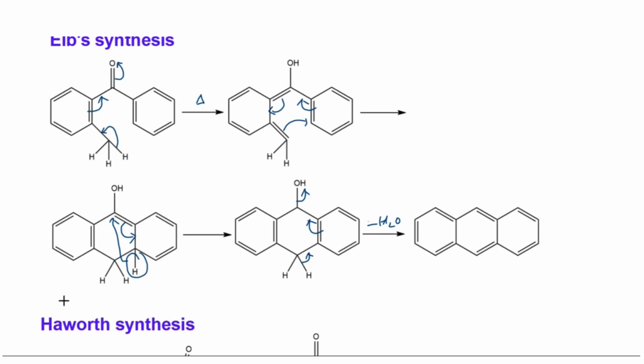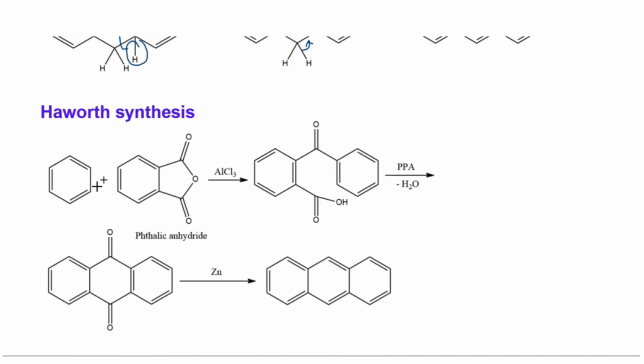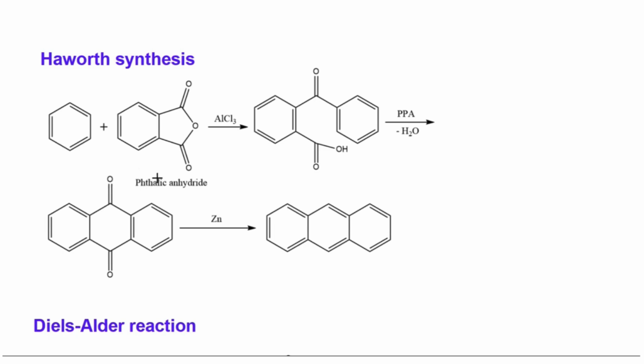Okay, now the second method is Haworth synthesis, which we learned similarly in naphthalene. There is a Friedel-Crafts acylation; there we took the succinic anhydride, here we are taking the phthalic anhydride. So benzene attacks this carbonyl, and it gets cleaved, so we will get this intermediate. Finally it gets cyclized by removing the water molecule in the presence of polyphosphoric acid. So we will get this, the 9,10-anthraquinone. Okay, so later this anthraquinone gets reduced to anthracene.